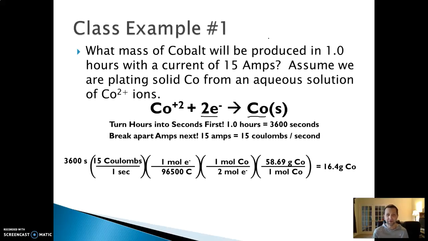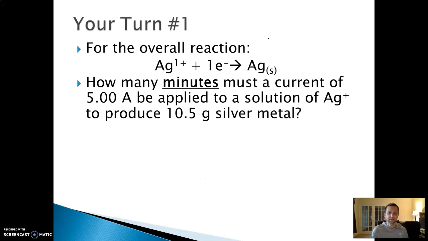So if you let this cell run for an hour with the current of 15 amps, this electrolysis, you would make 16.4 grams of cobalt on your electrode. So this is how they actually get some of these more reactive elements that are not found on their own in nature. They can make them through electrolysis, and this is an example of how much they could plate out in a certain amount of time. So it's pretty neat. Okay, we'll do one more together here.